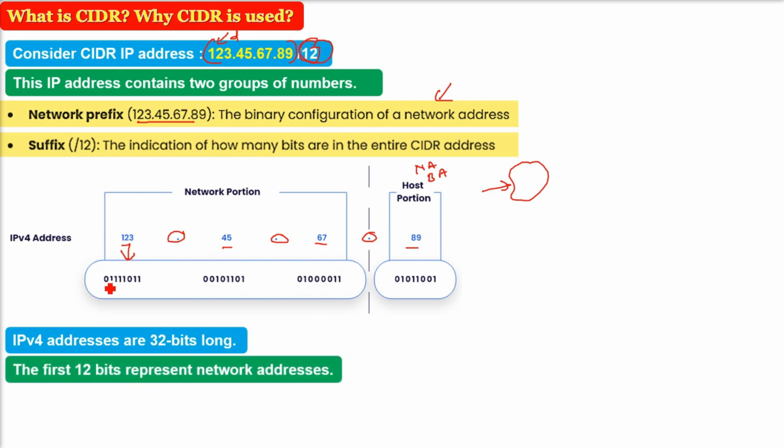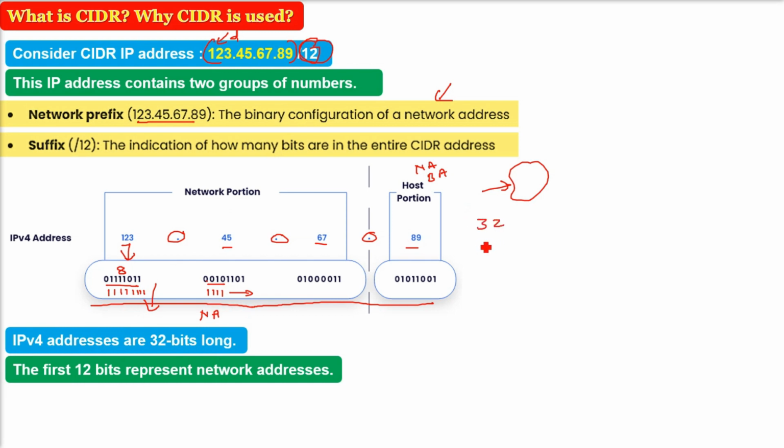From this example, how many bits do we have? 12. The first 12 bits represent the network address. So the first leftmost bits, or you can say here it will contain 2 octets: 11111111 and 1111, that is 4 ones, in combination called 12 bits. So in all it is 12 bits. The others will be for other purposes, but this is for the network address.